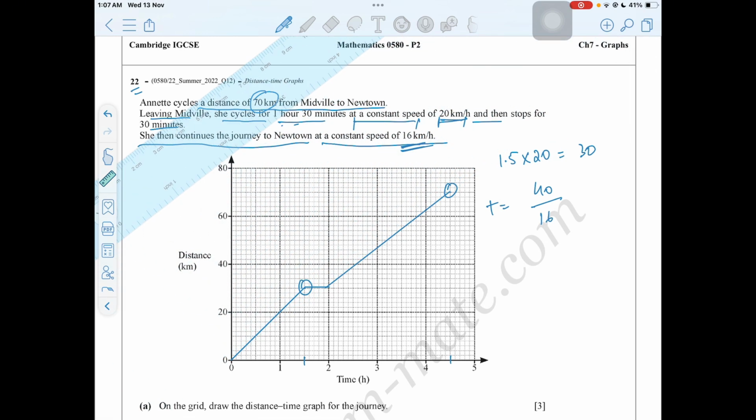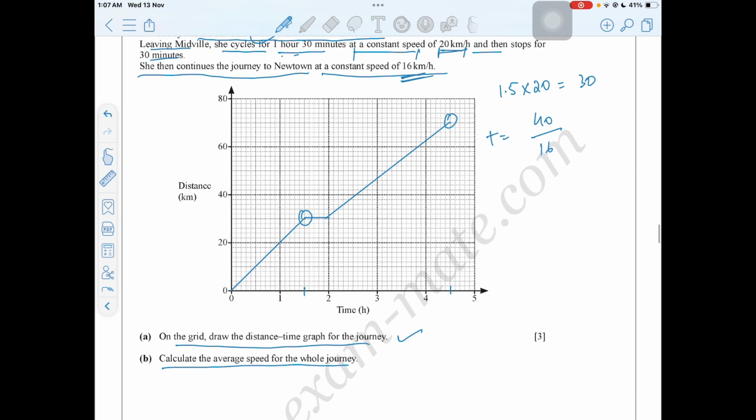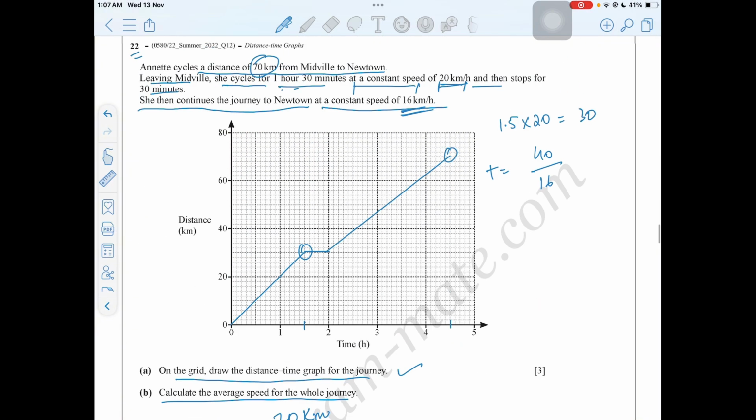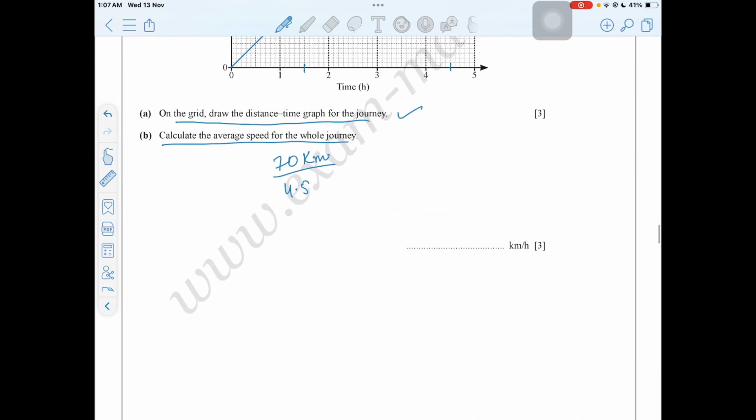And this is the final line. So this is our final graph. Let's just remove this scale. On the grid, draw the distance time graph. Calculate the average speed for the whole journey. So she has traveled 70 kilometers, and the total time taken from Midvale was 4.5 hours.